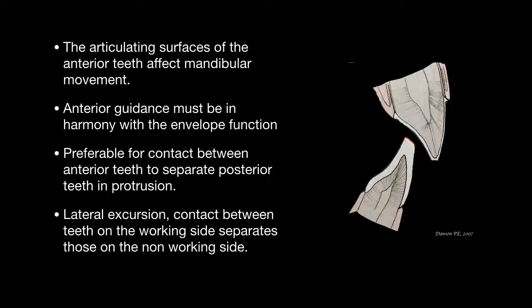The articulating surfaces of the anterior teeth affect mandibular movement. The anterior guidance must be in harmony with the envelope function. It is preferable for contact between anterior teeth to separate posterior teeth in protrusion. In lateral excursion, contact between teeth on the working side separates those on the non-working side.